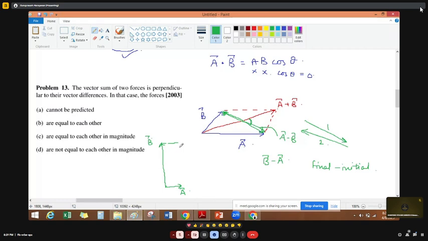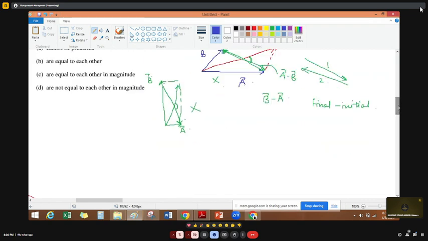So again, this is your A plus B. This is your A minus B. Again, you see it's not 90 degree, right? Because they said perpendicular to the vector differences. That means this is also wrong. This is also wrong. That means I'm going to do one more guesswork, which is this one. So suppose if I take A and B equal, then what will happen? A plus B will be here. A minus B will be here.